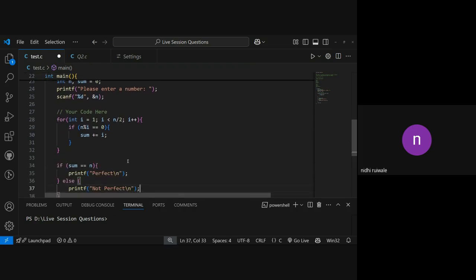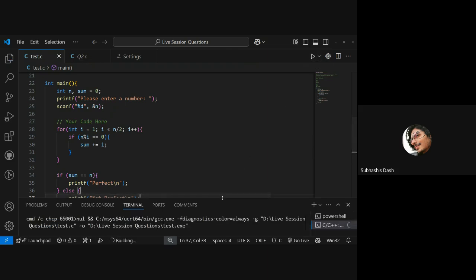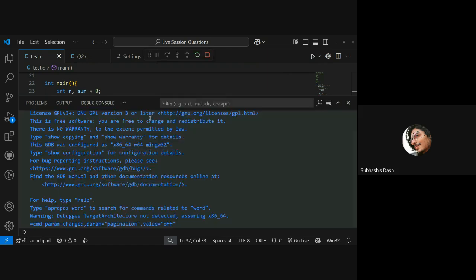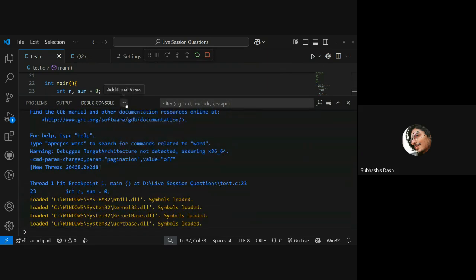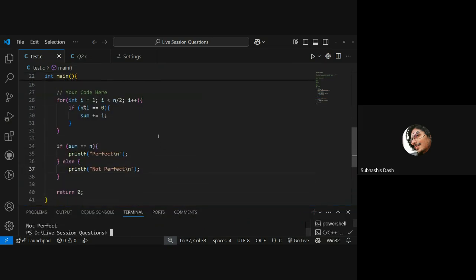Okay. So now to just test this one. Okay, so it's telling me to enter a number. So I know already that 28 is a perfect number, but it is telling that it is not perfect. So why is that? Where did we mess up?